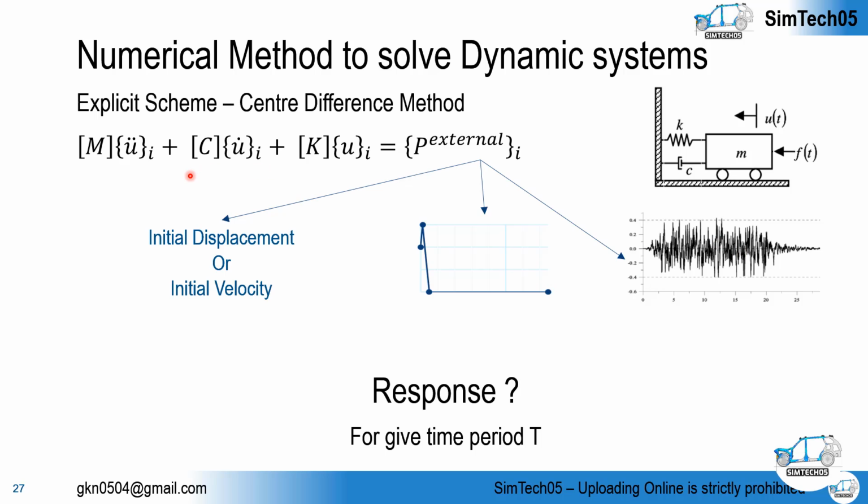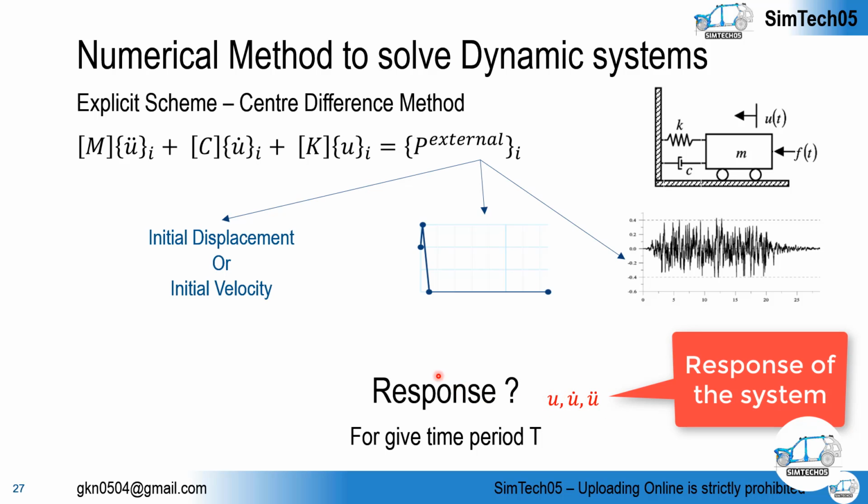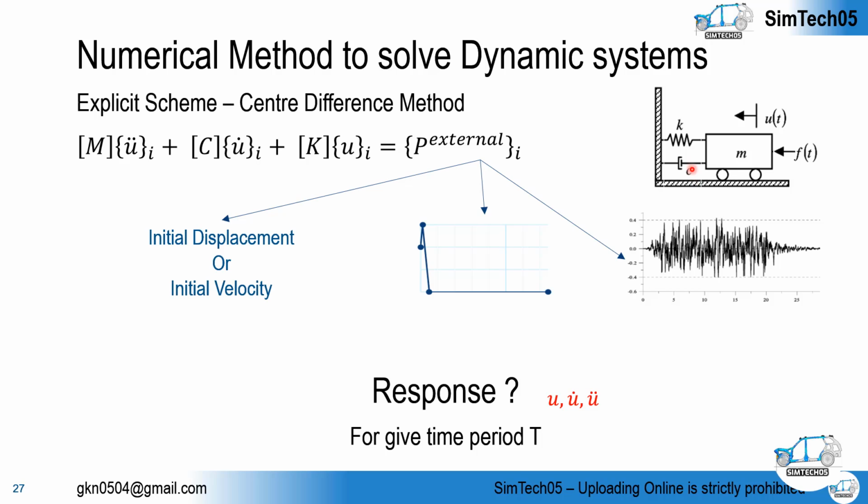So what are the unknowns in this equation? We have the unknowns u double dot, u dot and u. These are nothing but acceleration, velocity and displacement. These are the unknowns we want to find, and they are the actual response. Say I want to find the velocity and acceleration at a particular point at a time of 0.5 second, or anything else. This is our main target behind the dynamic equation solution: to find the response, that is displacement, velocity and acceleration.